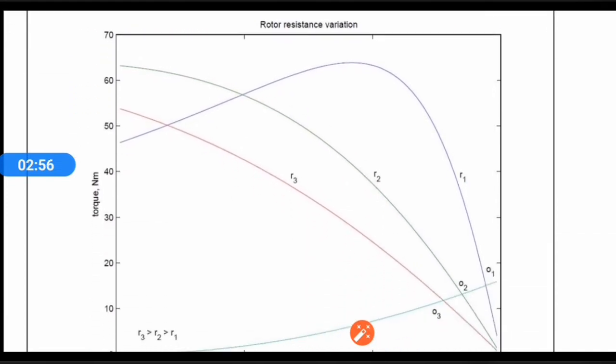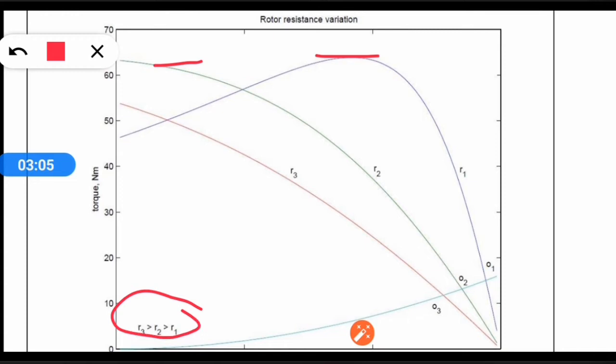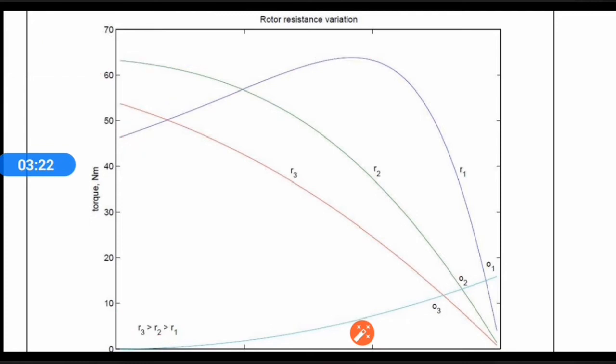This can be verified from this curve, that the maximum value of the torque remains the same, whereas by changing the rotor resistance value, the curve shifts, and the starting torque value changes for every curve. Therefore, we can conclude that by changing the rotor resistance value, the torque speed characteristic is changing, and therefore we can control the speed, and the maximum torque remains the same.